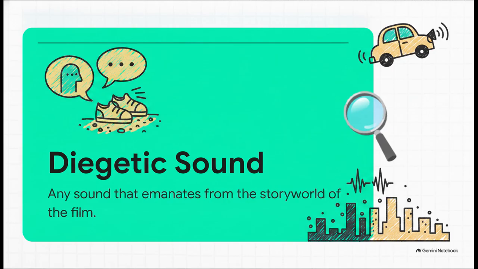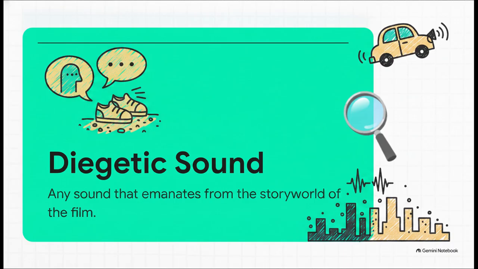In film analysis, we divide sound into a few specific categories. The first is diegetic sound. The absolute simplest way to remember this is to ask yourself, can the characters in the movie hear it? If a character is talking, if their shoes are crunching on gravel, or if they're in a busy city and a car honks, those sounds emanate from the story world.